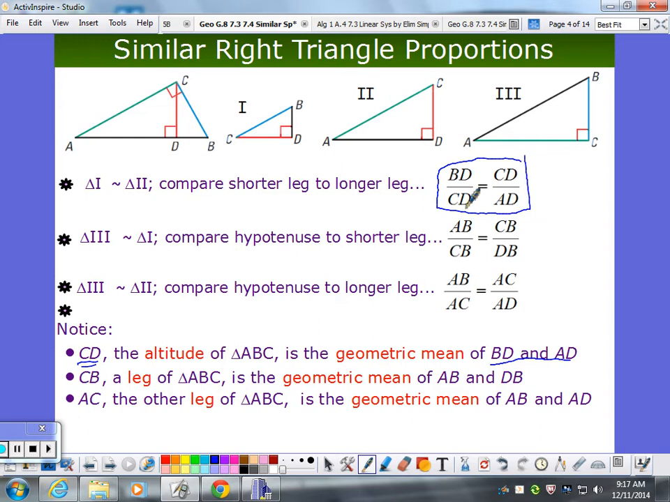So if I do my cross products, I get CD times CD, that's CD squared, equals AD times BD. If I take the square root of both sides, I'm getting a geometric mean of AD and BD. I'm multiplying and I'm taking the square root. So this thing here, CD, is the geometric mean of AD and BD. CD, geometric mean of those two pieces.